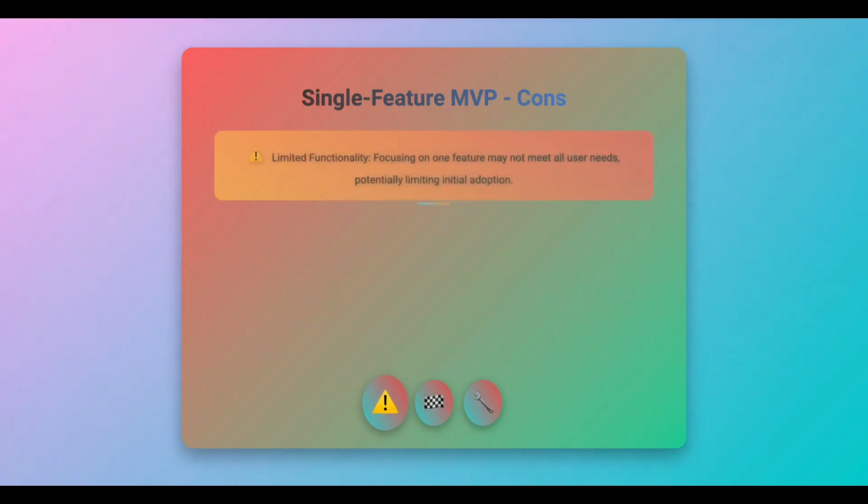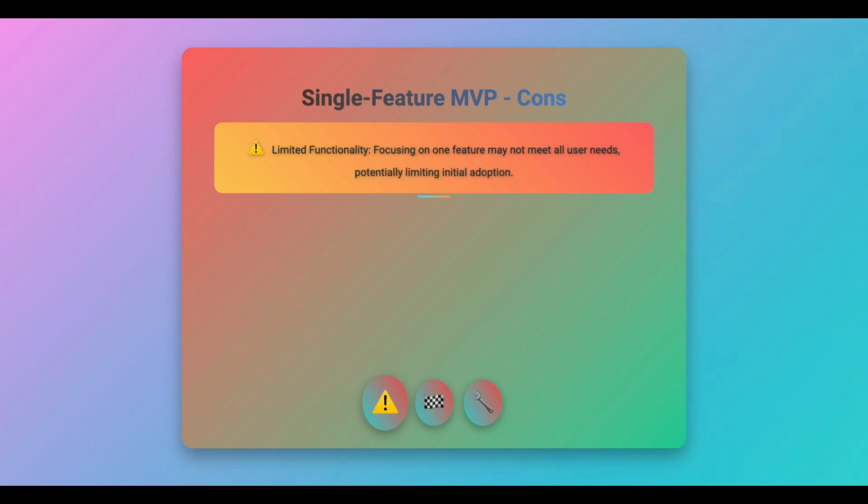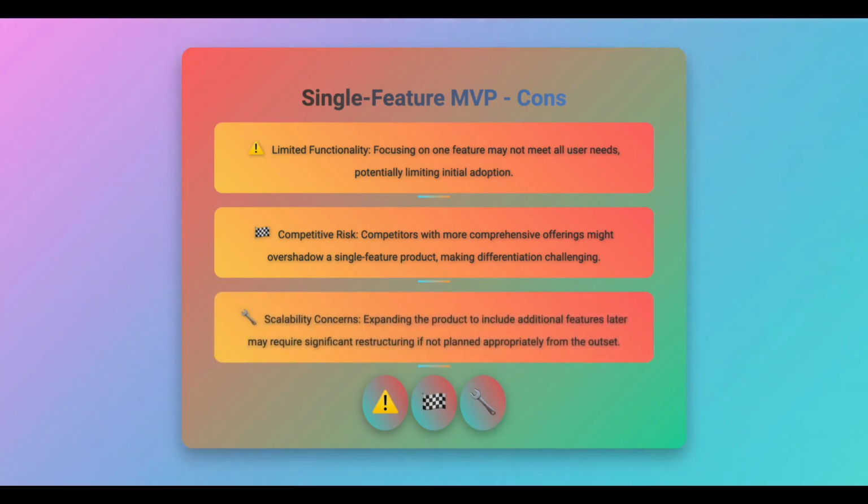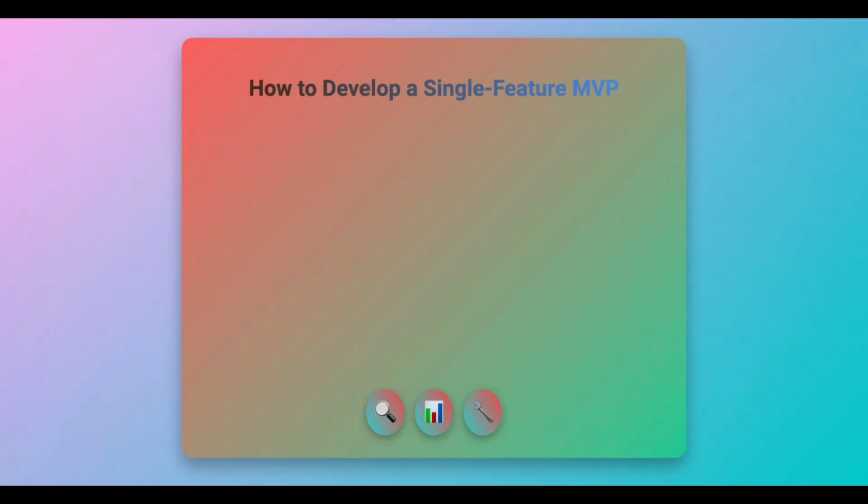Cons: limited functionality. Focusing on one feature may not meet all user needs, potentially limiting initial adoption. Competitive risk. Competitors with more comprehensive offerings might overshadow a single feature product, making differentiation challenging. Scalability concerns. Expanding the product to include additional features later may require significant restructuring if not planned appropriately from the outset.